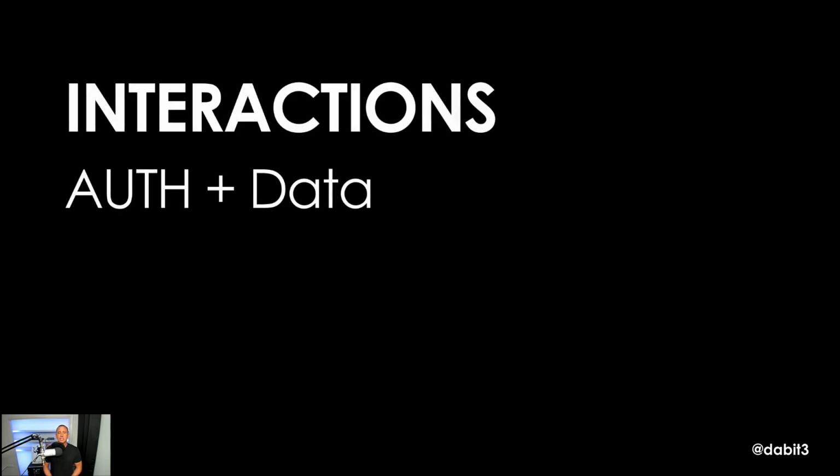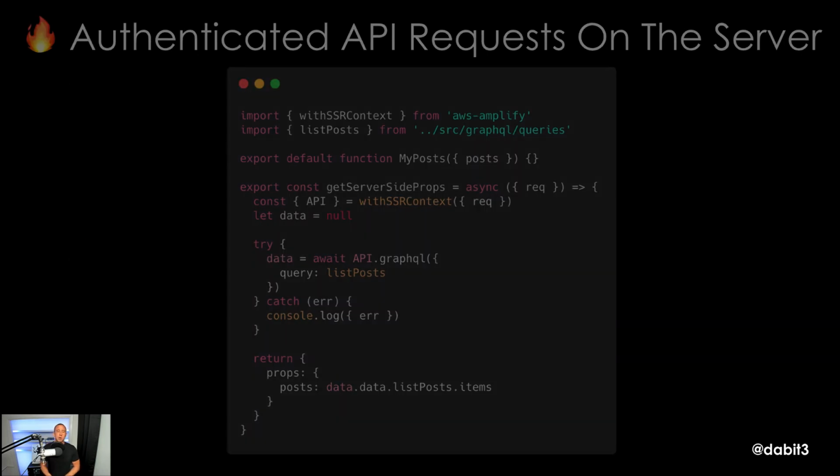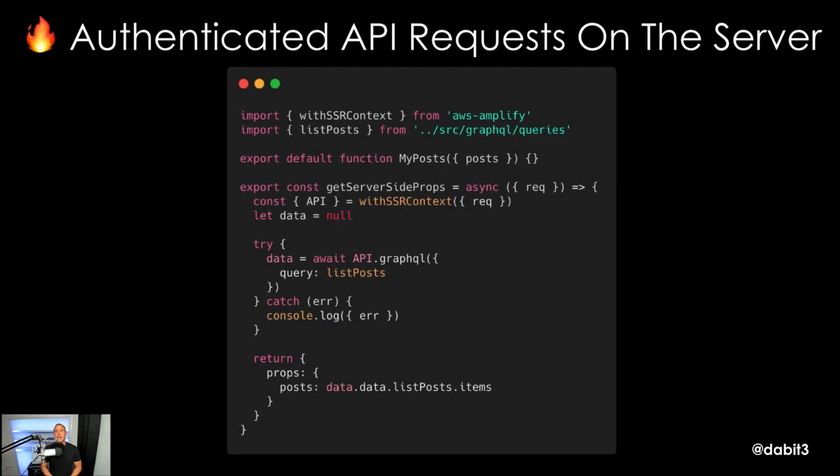And one of the really interesting things is combining auth and data, because when you have a signed in user, you can then start doing things like authorization and fine grained access control on your data layer using the currently signed in user. So now with the new SSR support, you can do this using both get server-side props as well as in the API routes. So let's say we wanted to have an authenticated API request on the server.